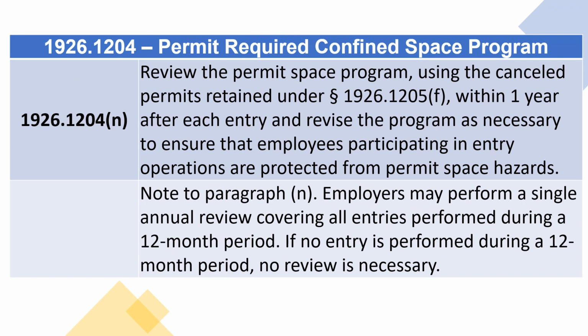1926.1204(n). Review the permit space program, using the canceled permits retained under section 1926.1205(f), within 1 year after each entry and revise the program as necessary to ensure that employees participating in entry operations are protected from permit space hazards. Note to paragraph (n). Employers may perform a single annual review covering all entries performed during a 12-month period. If no entry is performed during a 12-month period, no review is necessary.